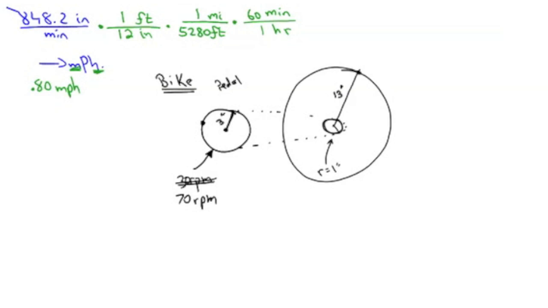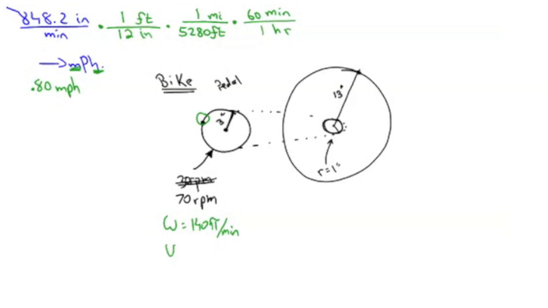Well, I know that this thing is doing 70 revolutions per minute. So what's the first thing I need to do to 70 revolutions per minute? Times it by 2 pi. So this turns into omega equals 140 pi per minute. So the speed of this point, which is also the speed of the chain, is going around with an omega of 140 pi per minute.